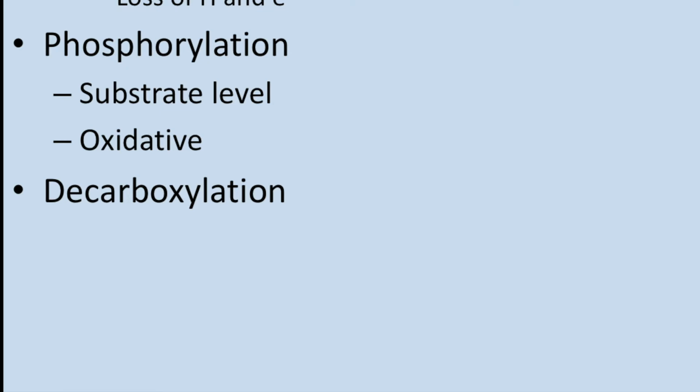There are two types of attaching phosphate to a molecule, either substrate level or oxidative phosphorylation. Miss, what's the difference? This one is a direct addition of phosphate to a molecule. This one is indirect, meaning something will happen first before phosphate will be attached to your molecule. So direct attachment of your phosphate, indirect attachment of your phosphate. For both, it's addition of a phosphate to a molecule.